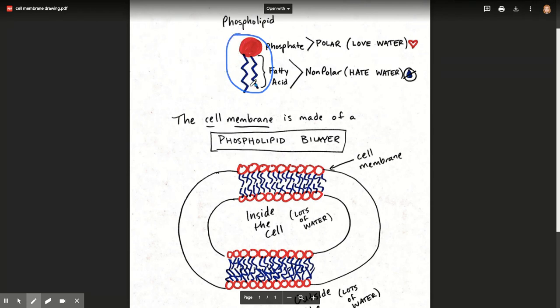So this whole thing that I circled here is a phospholipid, and there are two parts to the phospholipid. We have a phosphate head in red here, and a fatty acid portion in blue with the little zigzags. That's how we know it's a fatty acid. The phosphate head in red is the polar side of the phospholipid, which means it loves water. The fatty acid tails here are nonpolar.